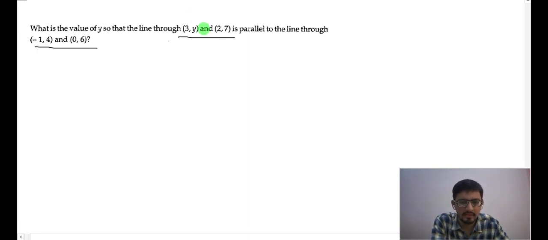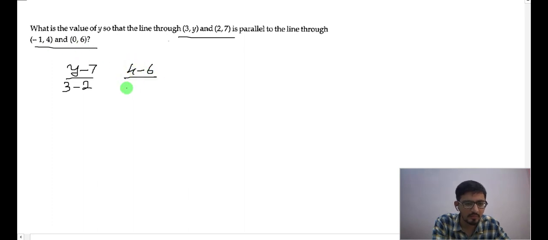Okay, so two lines are there. One line is passing through these 2 points. So what is the slope of the line passing through these 2 points? What will I write? (y minus 7) divided by (3 minus 2), right? And the line passing through these 2 points: (4 minus 6) divided by (minus 1 minus 0). So these two will be equal. Why equal? Because the lines are parallel, the slopes will definitely be equal, as we discussed.